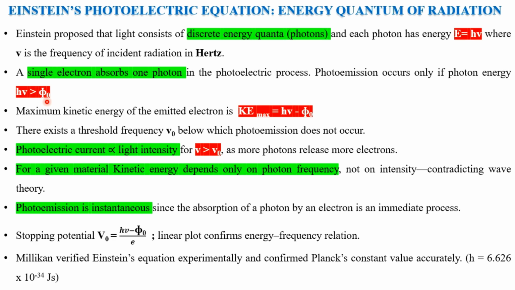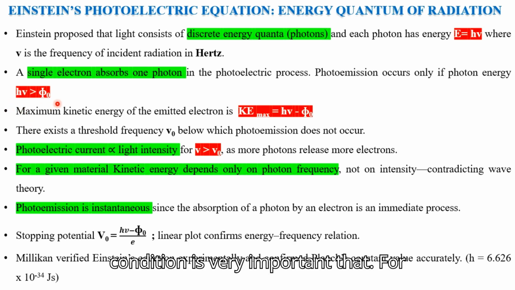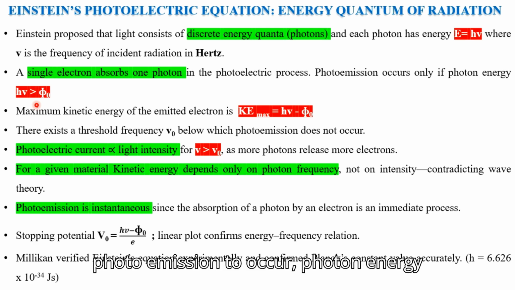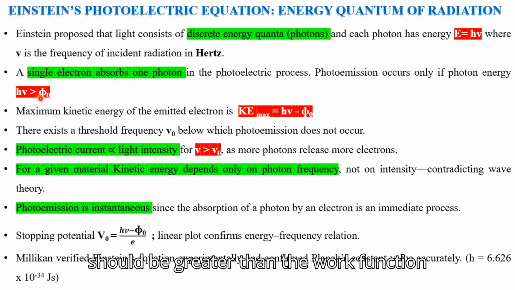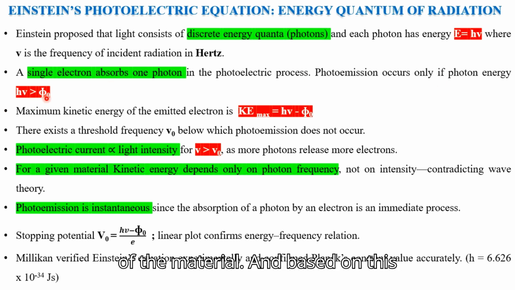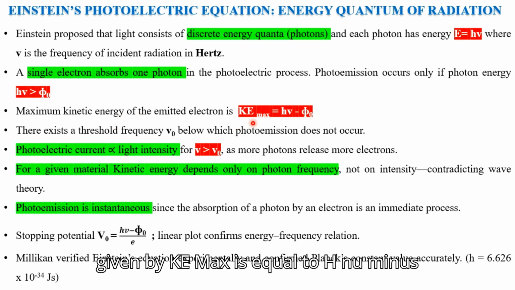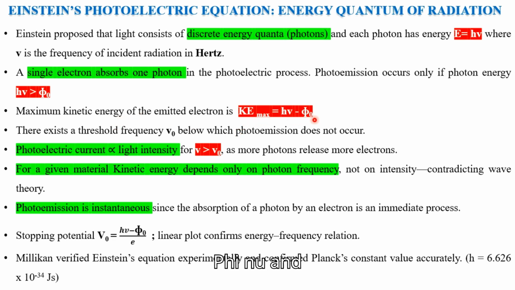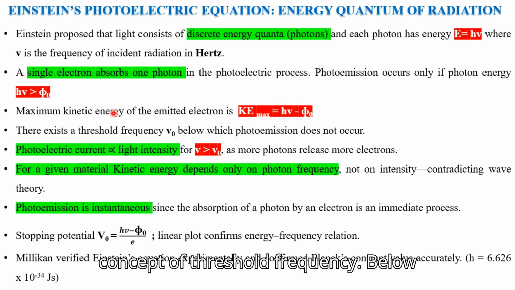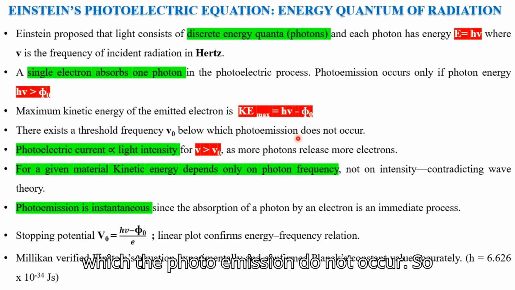So this condition is very important, that for photo emission to occur, photon energy should be greater than the work function of the material. And based on these values, we can also estimate the kinetic energy, that is, the maximum kinetic energy of the emitted electron. It is given by KE max is equal to h nu minus phi naught. And also, Einstein explained the concept of threshold frequency below which the photo emission does not occur.